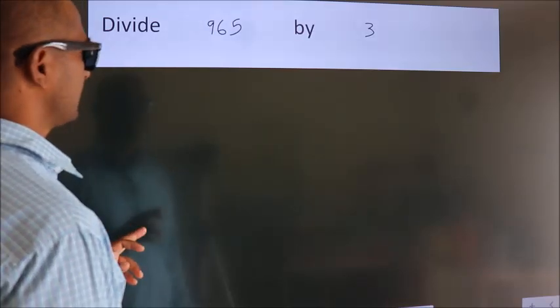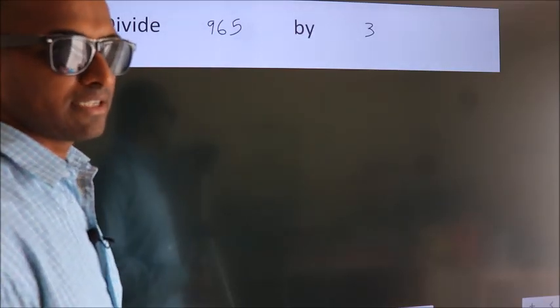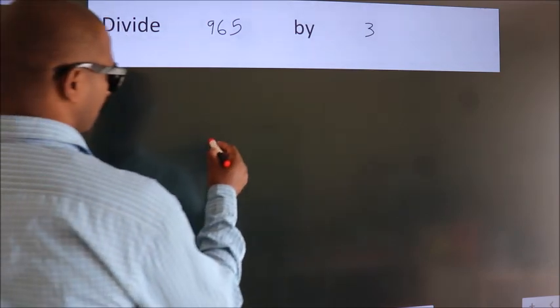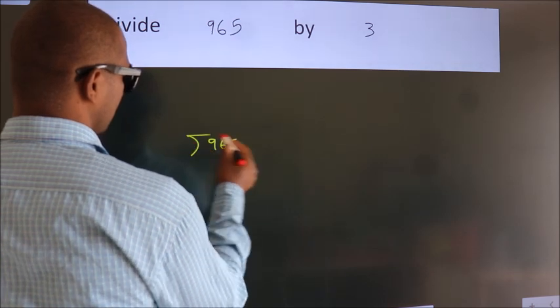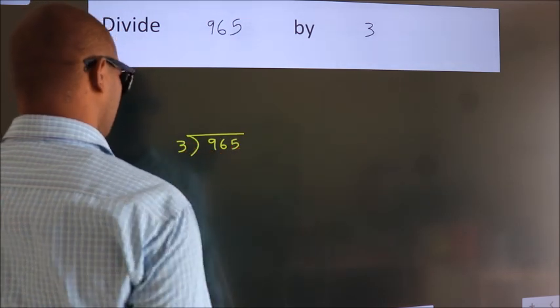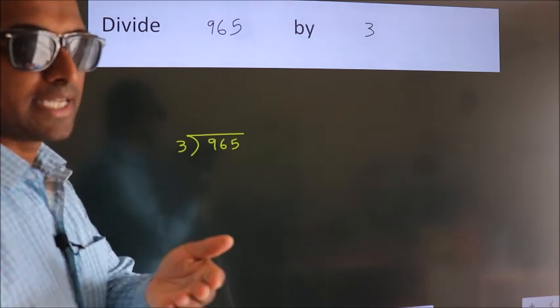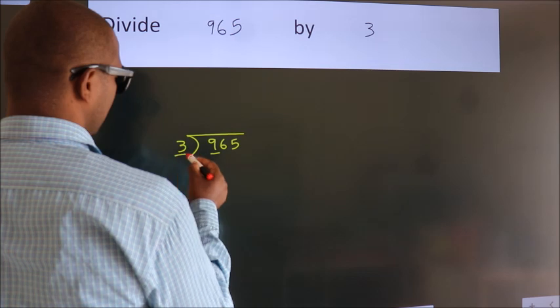Divide 965 by 3. To do this division, we should frame it in this way. 965 here, 3 here. This is your step 1.